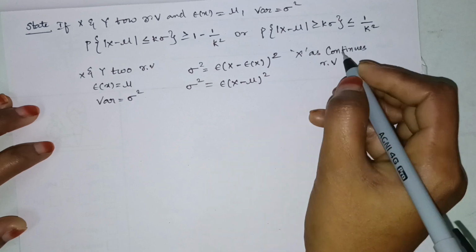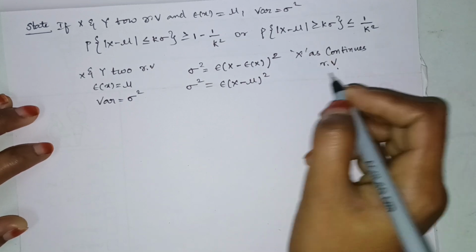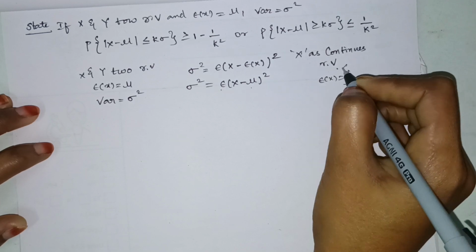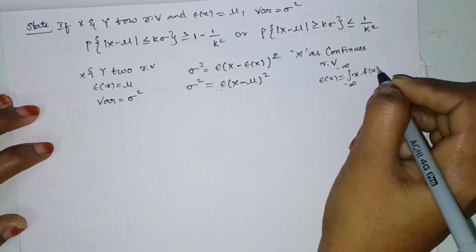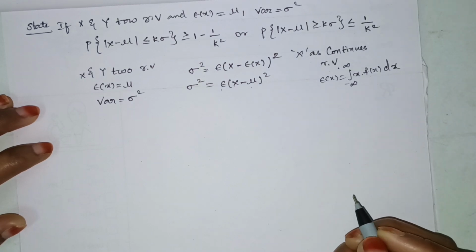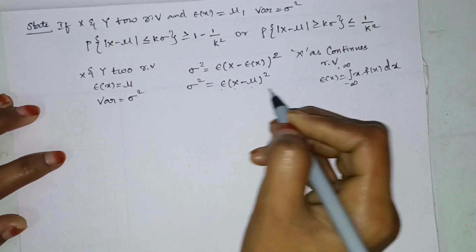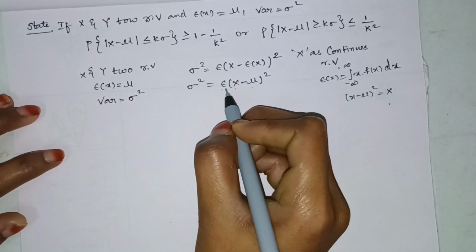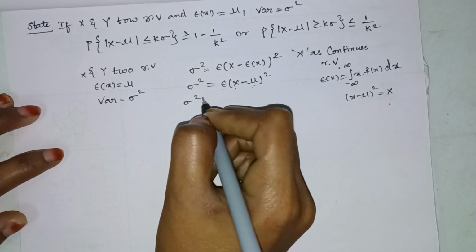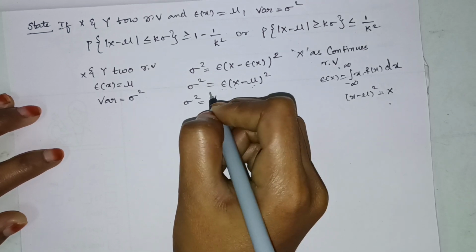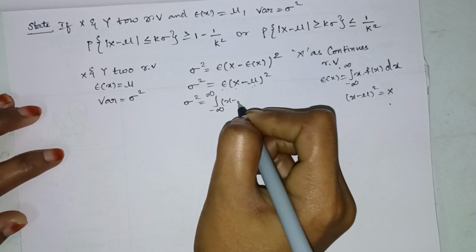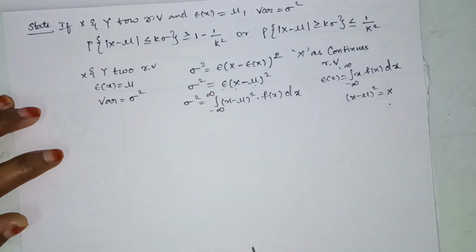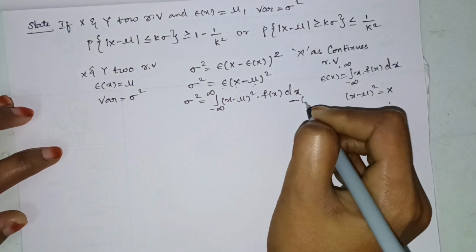And then if x is a continuous random variable, then expectation of x formula becomes integral minus infinity to infinity x into f of x dx. So if you consider the x minus mu whole square has x అనుకుంటే మనకి ఎక్స్పెక్టేషన్ ఆఫ్ ఎక్స్ ఏమవుతుంది, సిగ్మా స్క్వేర్ ఈజ్ ఈక్వల్స్ టు ఇంటిగ్రల్ మైనస్ ఇన్ఫినిటీ టు ఇన్ఫినిటీ x into f of x dx. This is what we get, and consider this as equation 1.